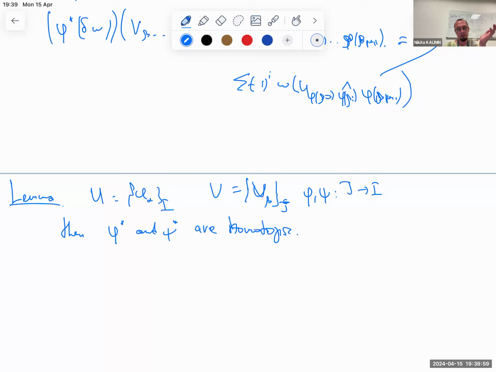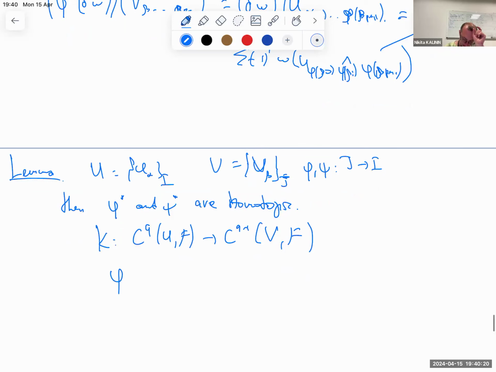Well, here actually we just need to construct a homotopy, right? So we must construct a certain map k from the q cochains of F to the q minus 1 cochains in V, such that phi upper star minus psi upper star is equal to delta k plus k delta. Okay, let's say that will be the exercise.